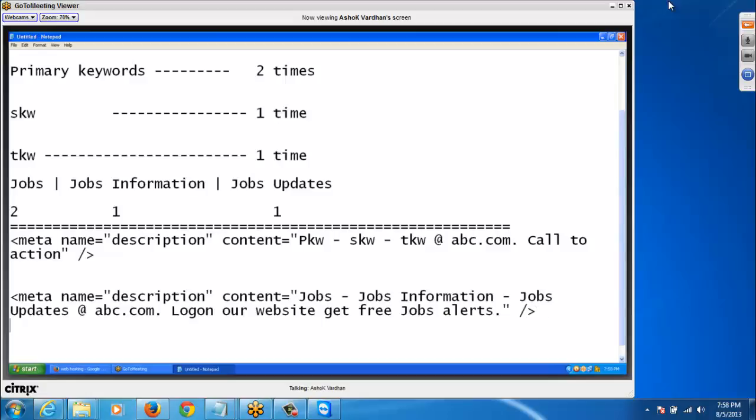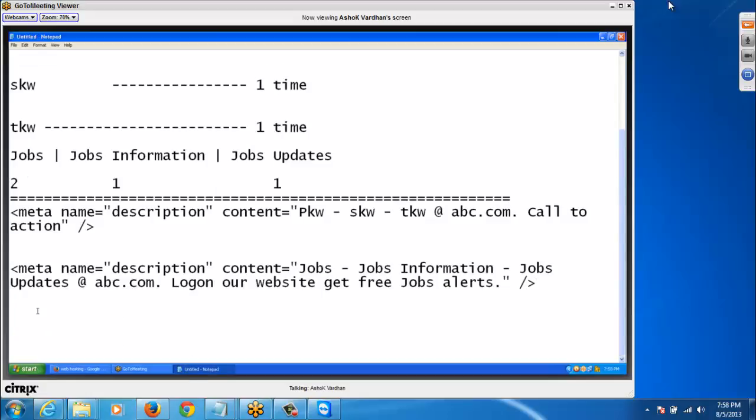Or if you have good knowledge in English, just use your own words and write. But in that 150 characters, please repeat primary keyword 2 times, secondary keyword 1 time, ternary keyword 1 time, like this.